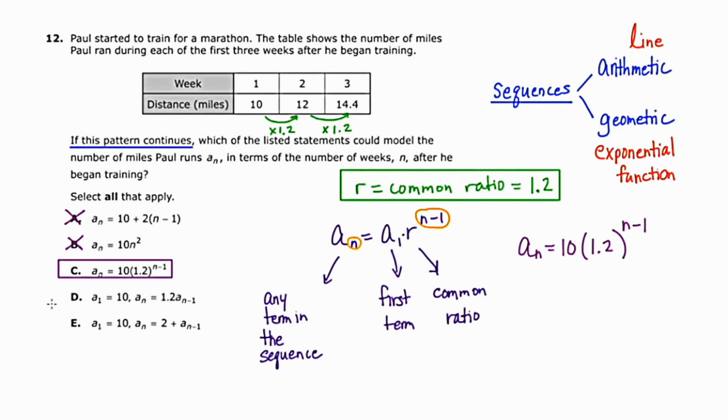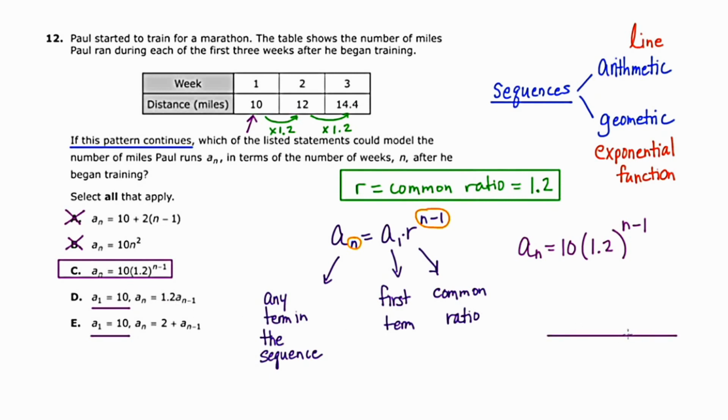Now, choices D and E are recursively defined sequences. What they're doing in each of these is giving us the first term, and they're stating that the first term is 10. So the first term is in fact 10. We can see that right up here. So this is not really a distinguishing characteristic because they both start with 10. So it's really a matter of looking at this over here. If we look at answer choice D, it says the first term is 10, and then it says any term is going to be 1.2 times the term before it.